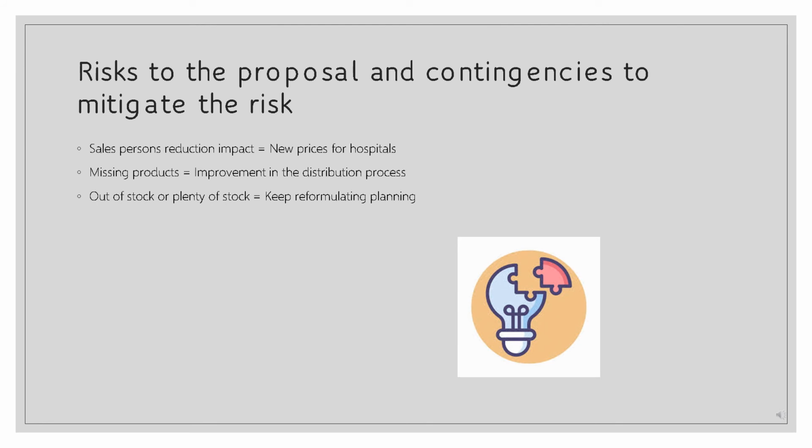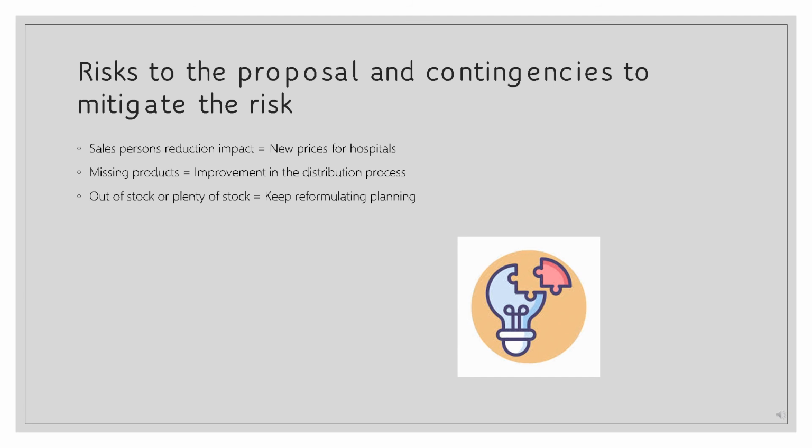Then we have missing products. Here we have to keep in mind that we have to make some improvements in the distribution process, in the transportation process, and the warehousing. We don't want to have any missing products from transportation, from the sterilization process, or the distribution, or the warehousing. So we have to take special charge in this.